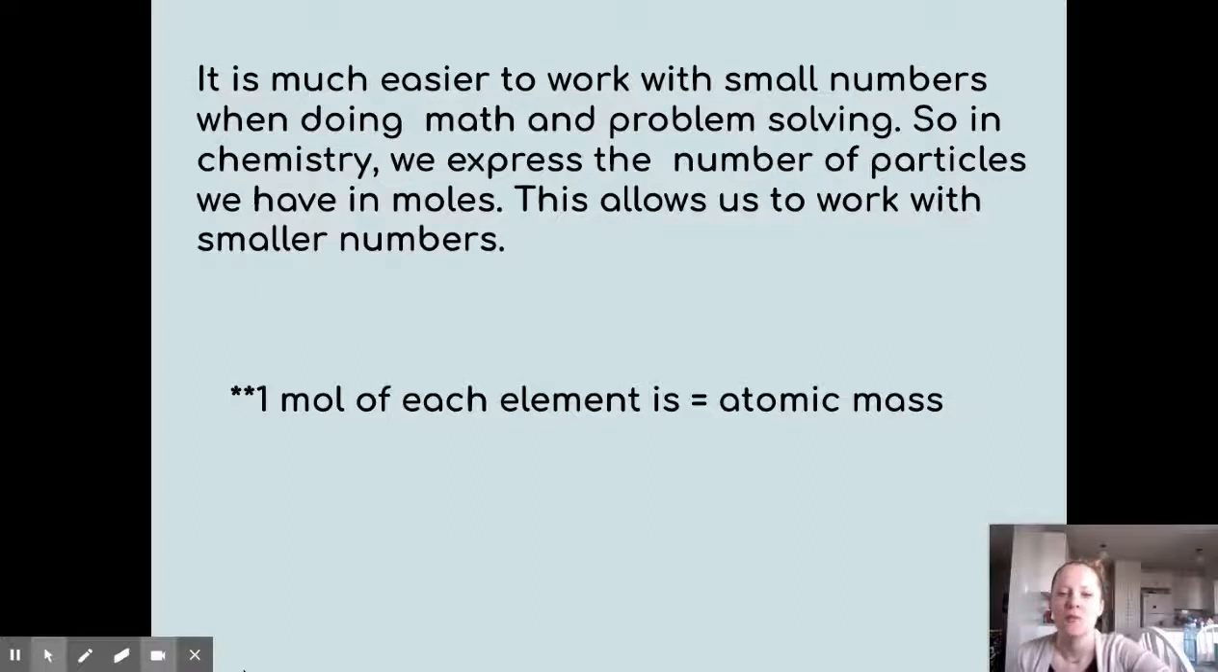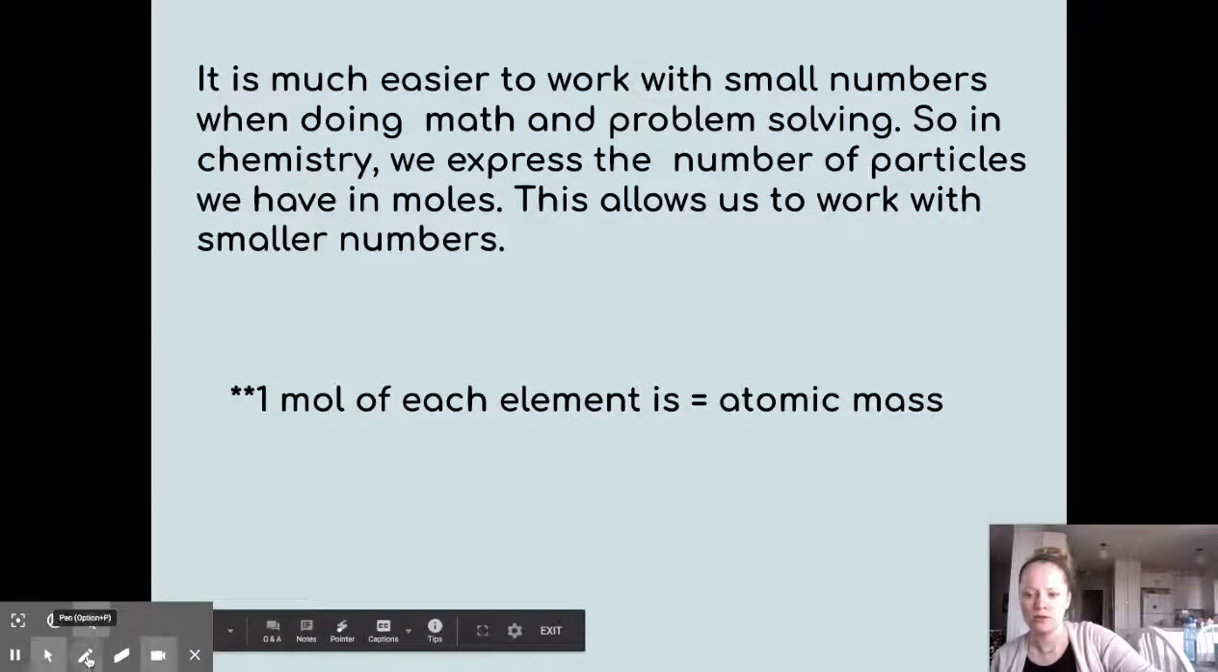Okay, so we prefer to use smaller numbers when we do our math and our problem solving with regards to chem. Okay, so the one thing you need to know is that 1 mole of each element is actually represented on your periodic table. Okay, and we haven't used it a lot. It's been a little while since we've used it, but there's this crazy thing called your atomic mass on your periodic table. And if you remember where it is, it's in your top right-hand corner. Okay, so that right there would be something important to write down.